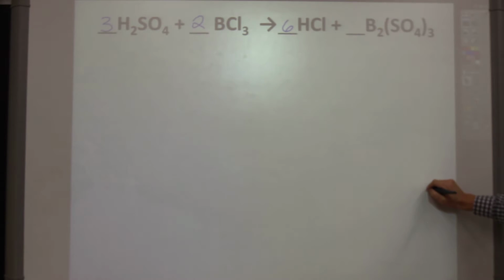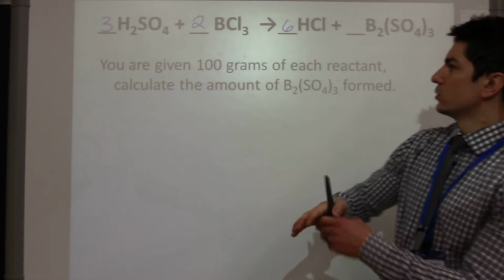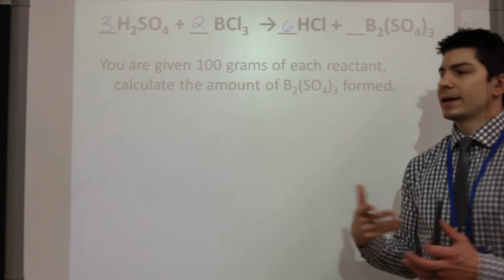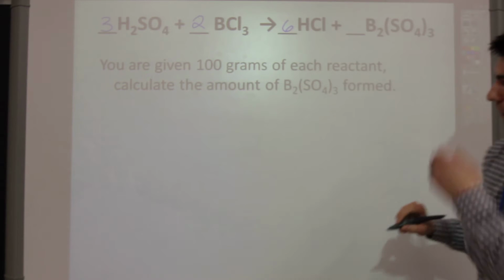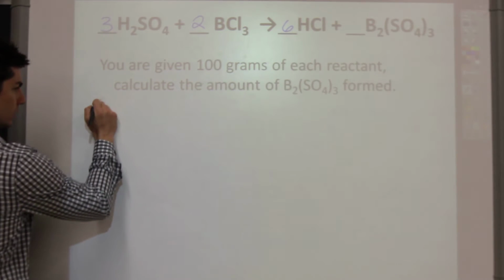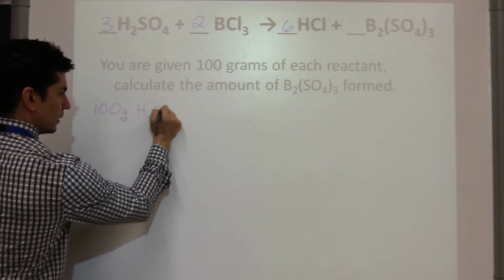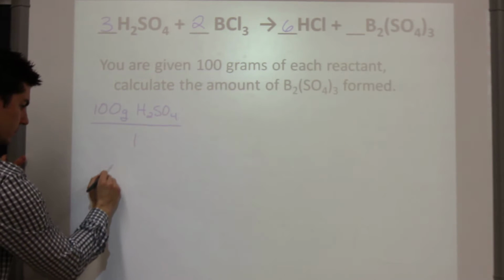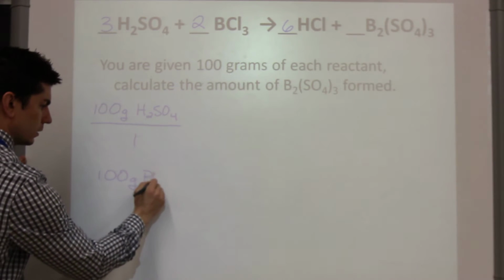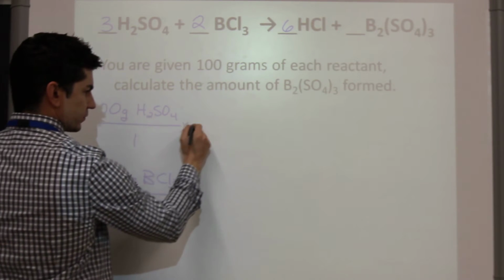Our next step, we are given 100 grams of each reactant. And what we're going to do is we're going to take both of these reactants and we're going to find out which one is going to be limiting. So let's start off. We are given 100 grams of H2SO4. And we're also given 100 grams of BCl3. We are going to convert both of these to moles first.